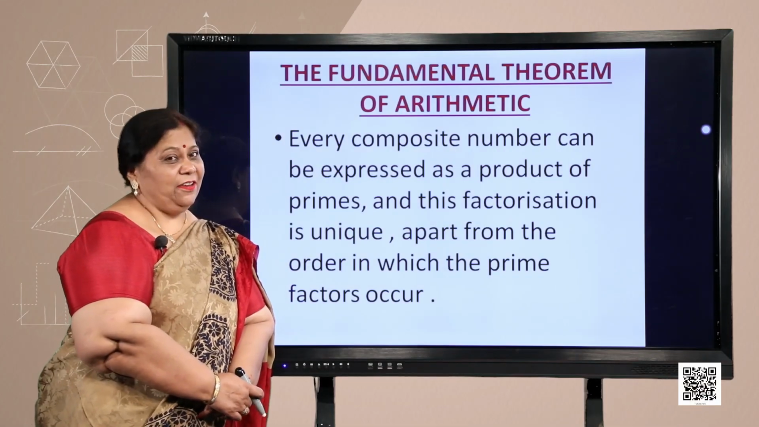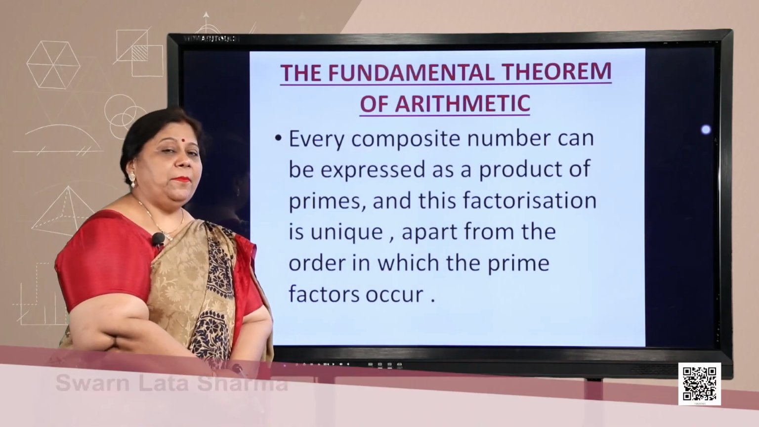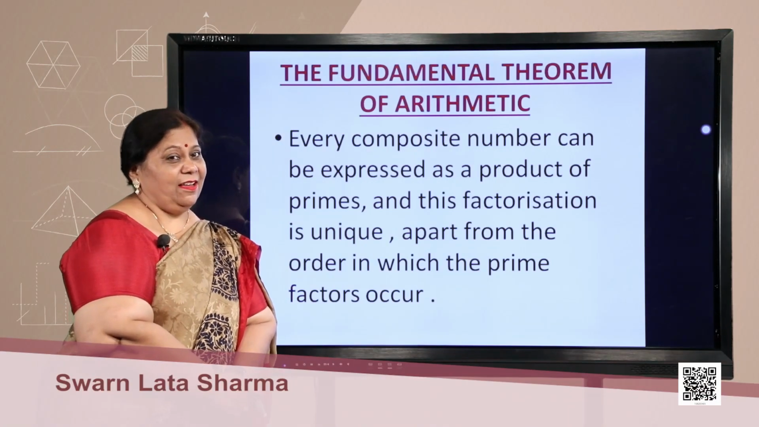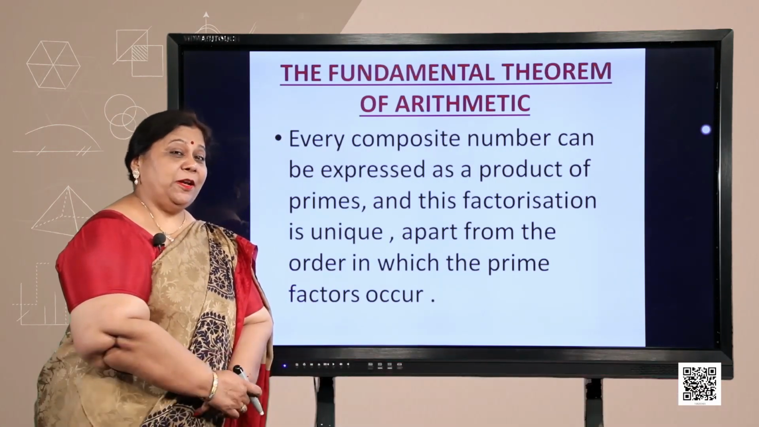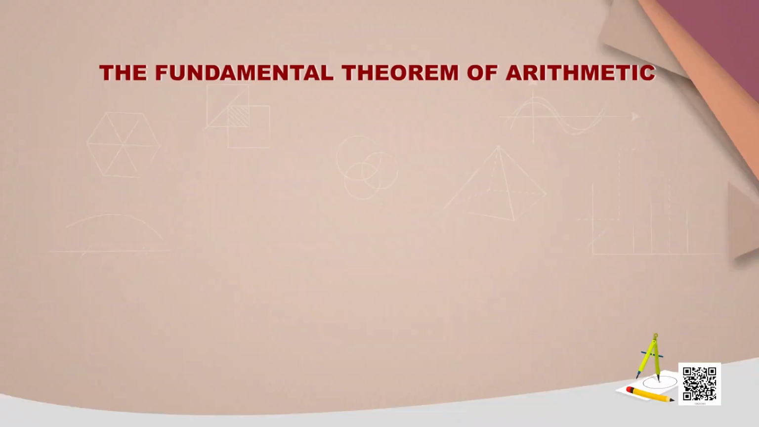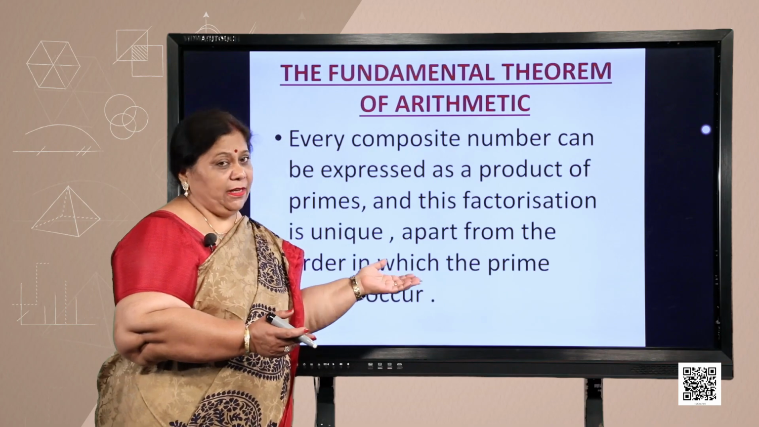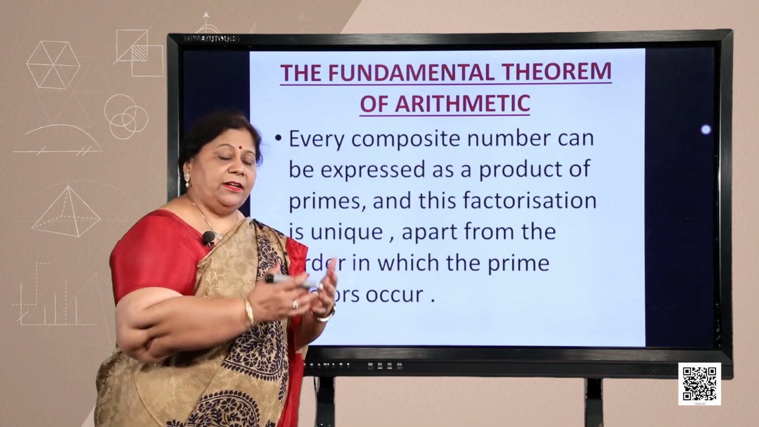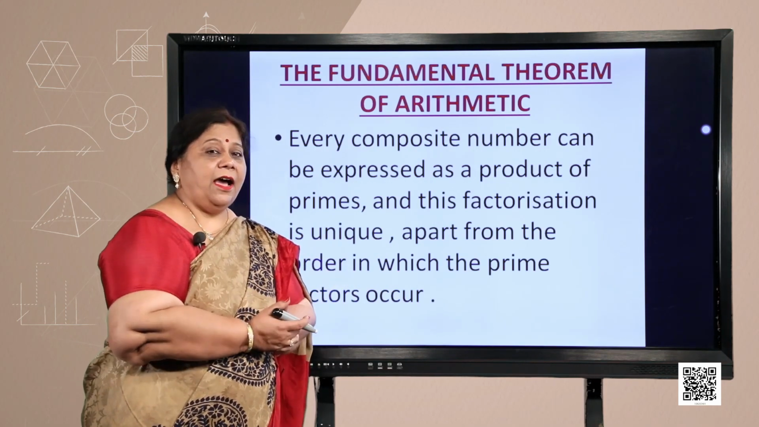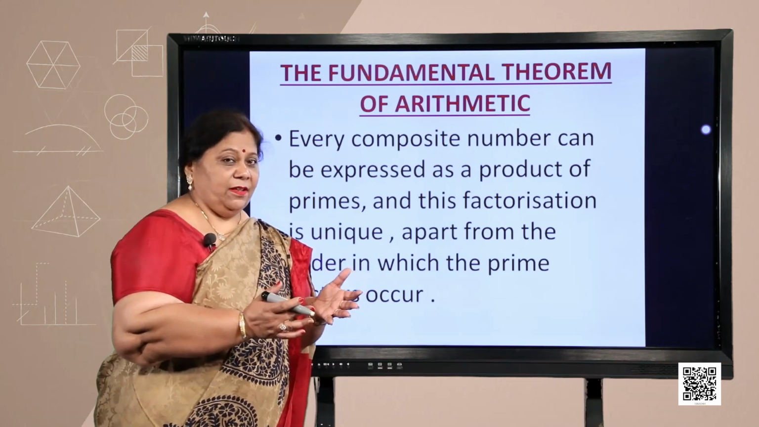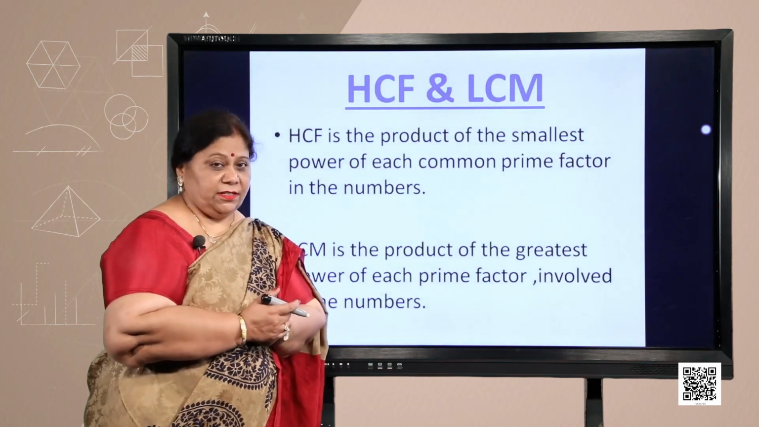Students, today we shall learn about the fundamental theorem of arithmetic. What does the fundamental theorem of arithmetic say? It says that every composite number can be expressed as a product of primes, and this factorization is unique irrespective of the order in which they occur. That means, if I find out the factors of any number, they are going to be unique. Only the order can change.